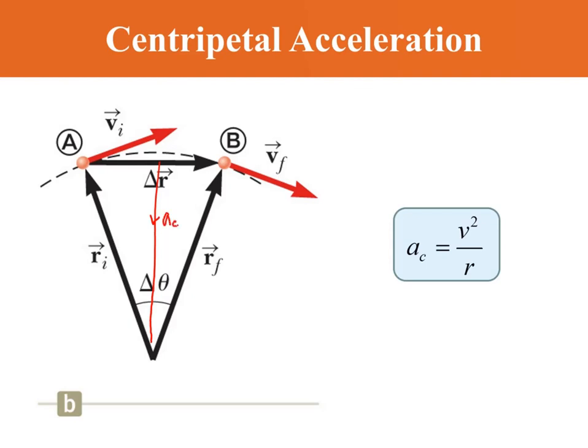Your body will feel inertia, where it will move out, in the opposite direction of the centripetal acceleration. So in this case, your body will move outward. And centripetal acceleration, as we have defined just now, is equal to v square over r. So this is your first equation in rotational motion.